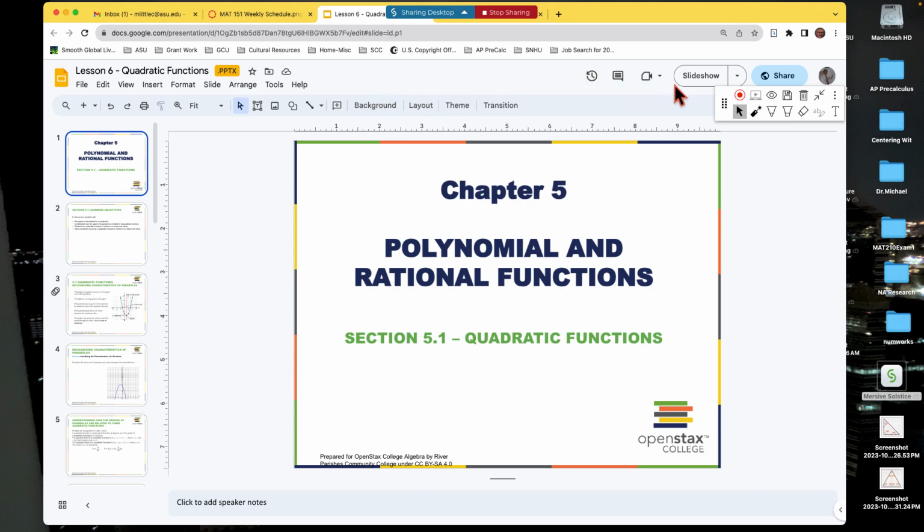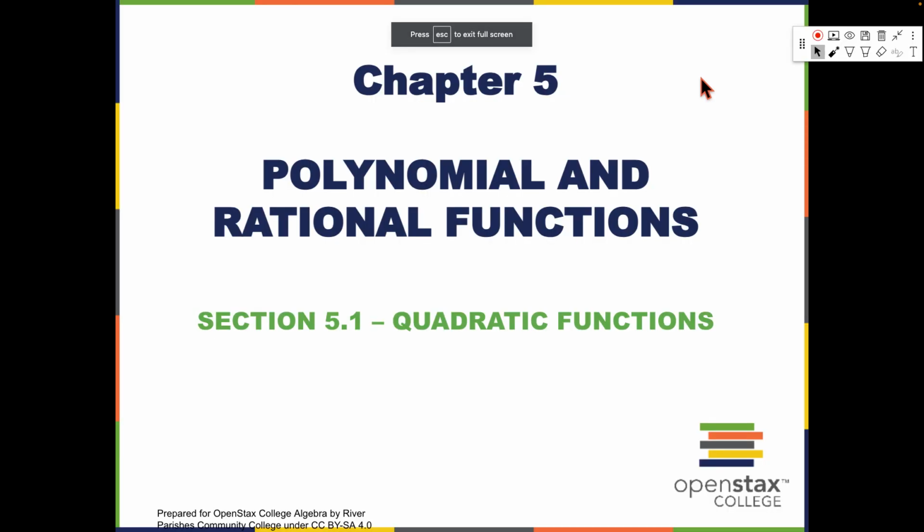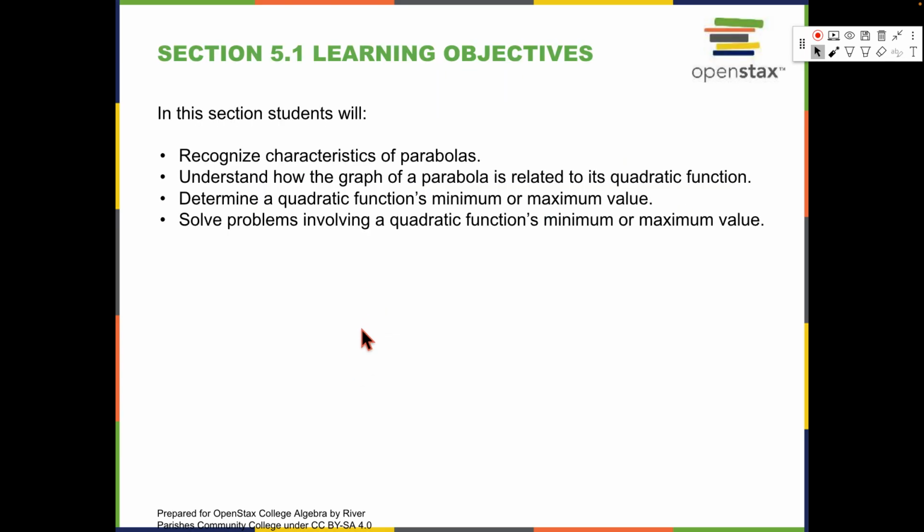Okay, so we're going to take a look. I updated this morning, and it's available to you now. There's a link in lesson 6, which covers chapter 5.1. So what we're going to talk about today specifically are quadratics, and their graphs are called parabolas. So we're going to look at those characteristics of the graph.